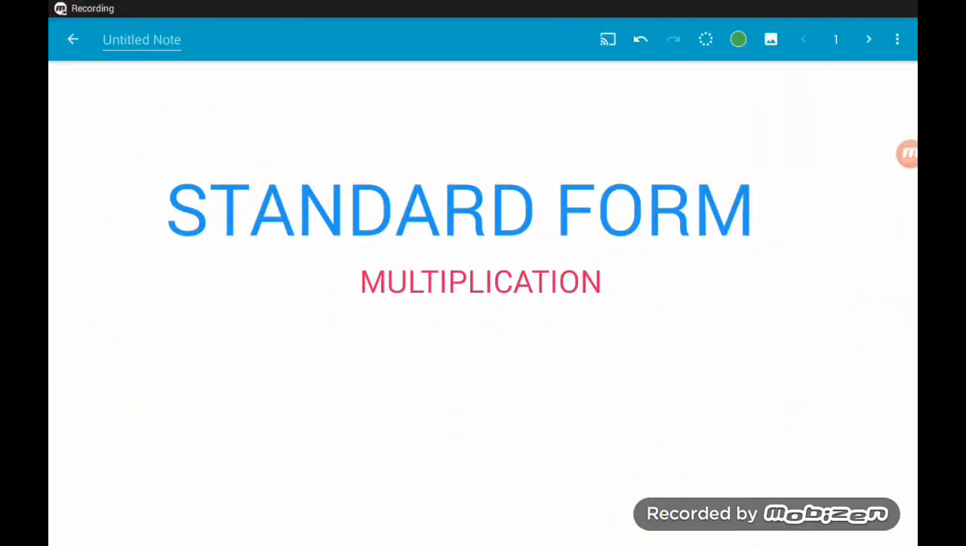Hey guys, in this video we've got more fun with standard form. We're going to be looking at multiplying terms written in standard form. So let's get cracking.